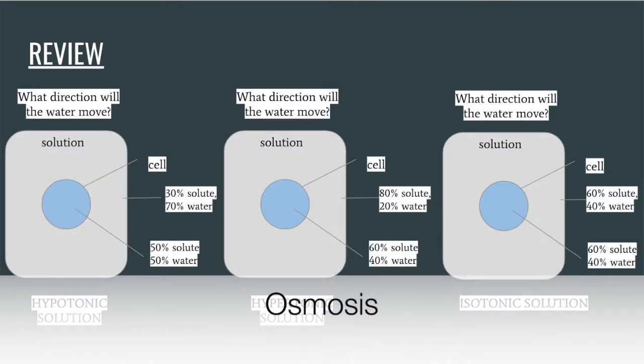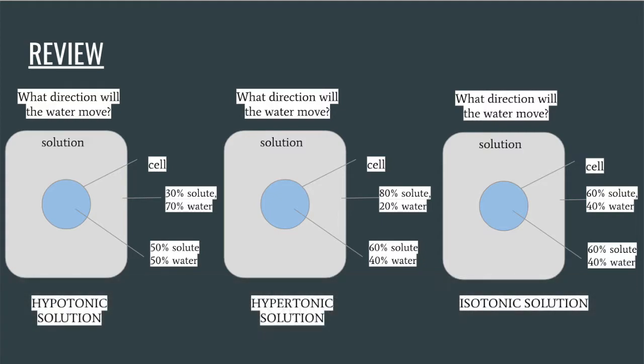Osmosis is also a type of diffusion, except we're looking at the diffusion or the movement of water. So we're looking at where that water is moving, into the cell or out of the cell. In our first image, you see that there is a larger percentage of water outside of the cell than inside of the cell. So again, we're going to move from areas of higher concentration to lower concentration. That water is going to move into the cell, and this is going to be known as a hypotonic solution.